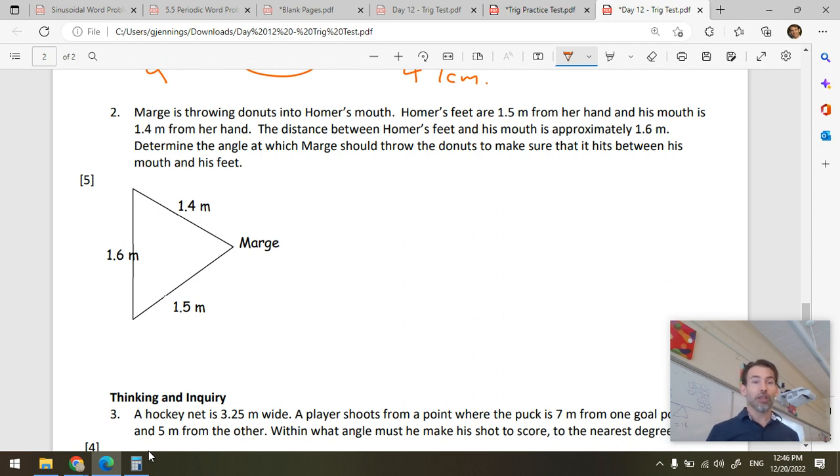All right, Marge, throwing donuts into Homer's mouth. Again, really hard because somehow they're approximating to a straight line. So she's like got a donut rail gun or something. She's launching them at. Here's the idea: Homer's up here.